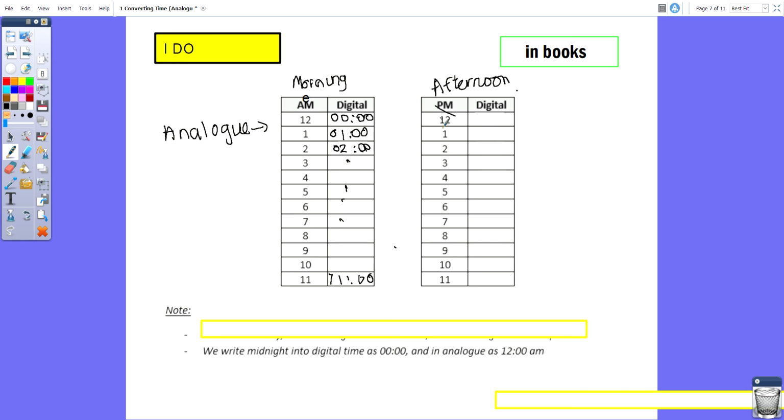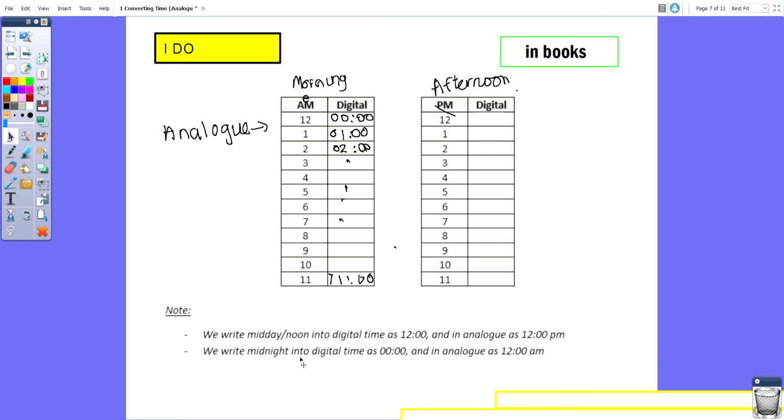Now luckily for us, afternoon or midday follows the same pattern. We just add on another one. We've got our 12 there. So midday or noon is going to be 1200, so that's when 12 hours have passed since midnight. So we have 1200. Now digital's almost easier than analog because we just keep adding on the hours.